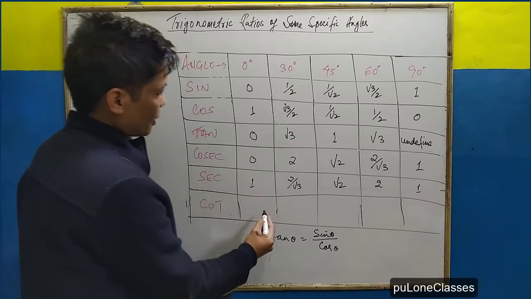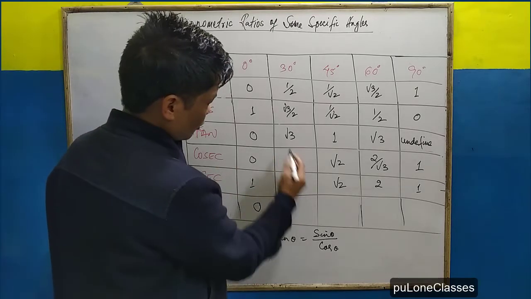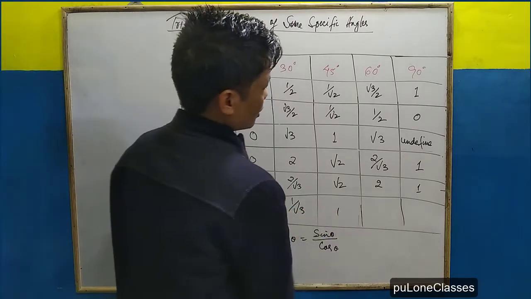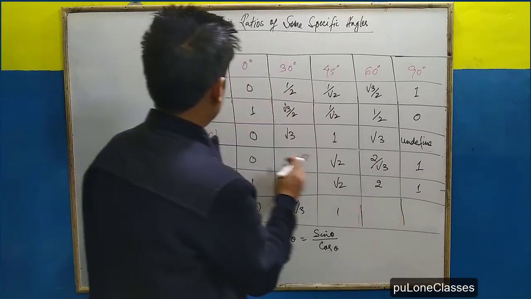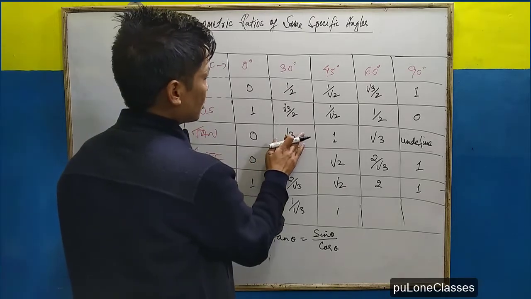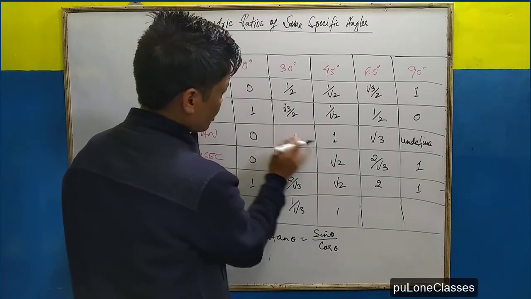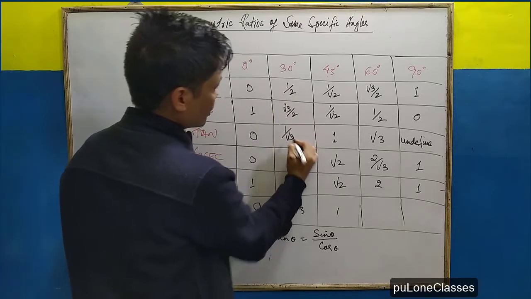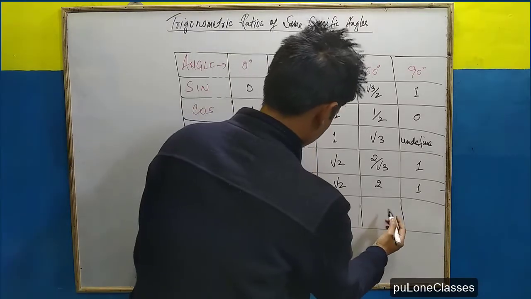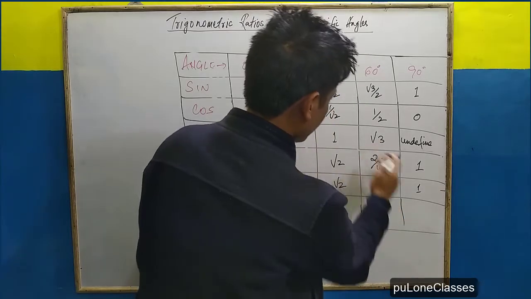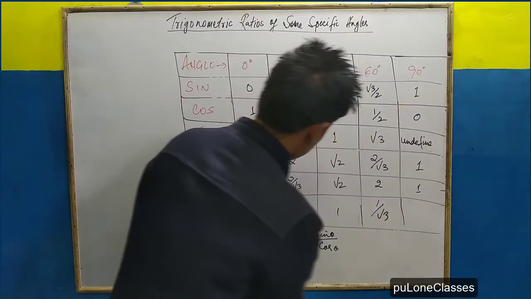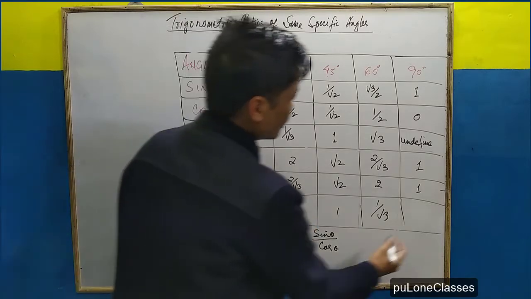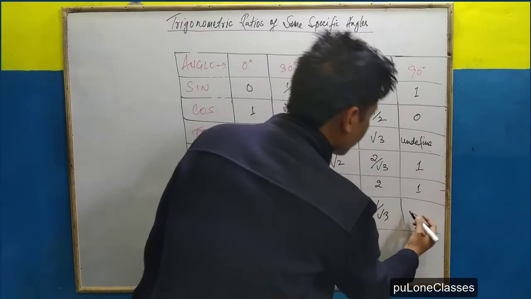Then cot is the opposite (reciprocal) of tan. So the opposite of root 3 will be 1 by root 3. Half divided by root 3 will be 1 by root 3. And then the opposite of root 3 is 1 by root 3. The opposite of this one, 1 by root 3, will be root 3. And this one is undefined.